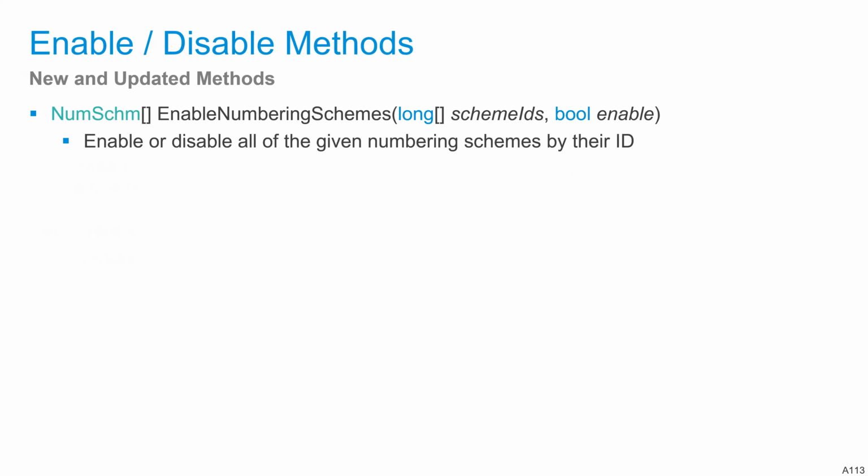Okay, and then this is the method that was consolidated from activate and deactivate. Enable numbering schemes: you can pass in an array of scheme IDs and define a Boolean whether or not you want those schemes to be enabled or disabled in bulk. And as a return, it'll return an array of all of the numbering schemes that were either enabled or disabled.